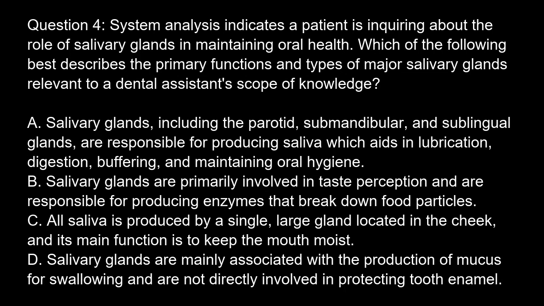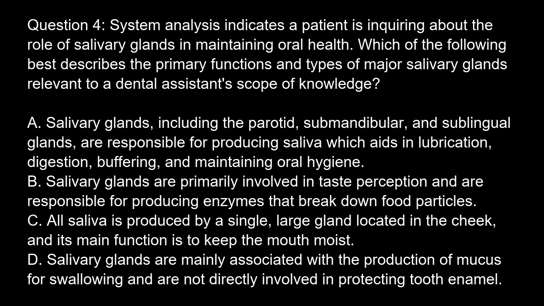Question 4. System analysis indicates a patient is inquiring about the role of salivary glands in maintaining oral health. Which of the following best describes the primary functions and types of major salivary glands relevant to a dental assistant's scope of knowledge? Option A. Salivary glands, including the parotid, submandibular, and sublingual glands, are responsible for producing saliva which aids in lubrication, digestion, buffering, and maintaining oral hygiene. Option B.